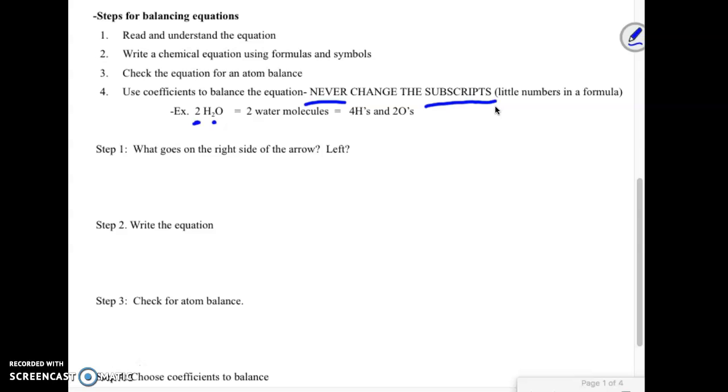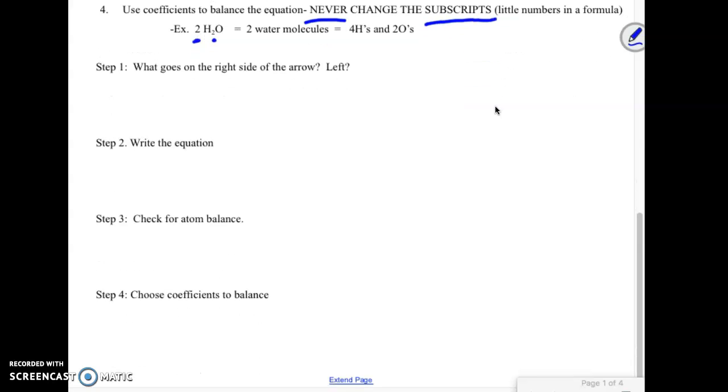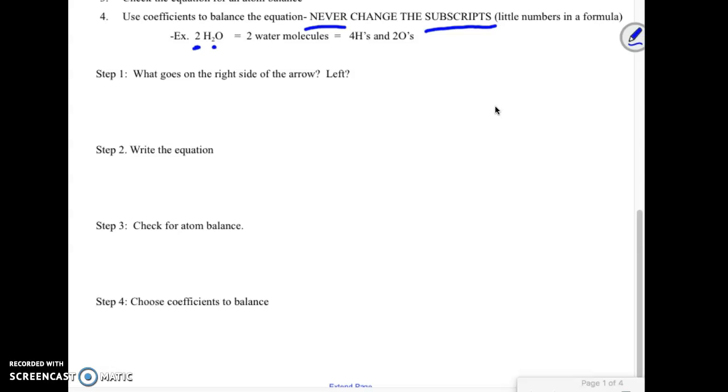So what's going to happen here? What goes on the right side? We're going to just go through these steps, and you will not have to use these steps all the time. We're just going to kind of work our way through with our example. But it says, what goes on the right side of the arrow? What goes on the left? So here, let me give you our arrow. So on this side, we have the reactants.